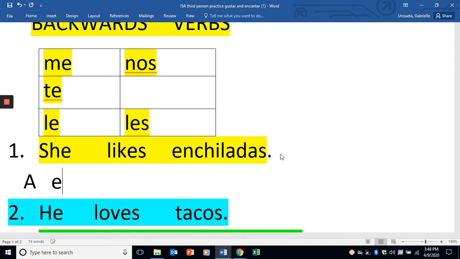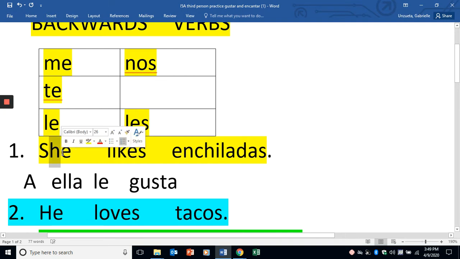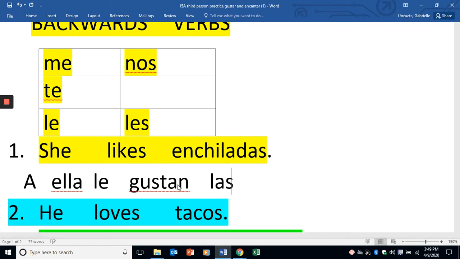So let's start with a ella, so we've got our personal a going on. Ella. She likes, okay, well, that she box is this guy down here, so that's why we're going to choose le. Gusta, not sure about that. What do you think? Should we go with gusta or gustan in this case? So we've got a she here, but we've got plural enchiladas here. So the answer is gustan, okay? And the reason is because backwards verbs are read backwards, right? The sentence order's backwards. The enchiladas are pleasing to her. Watch me read it again, going backwards. The enchiladas are pleasing to her.